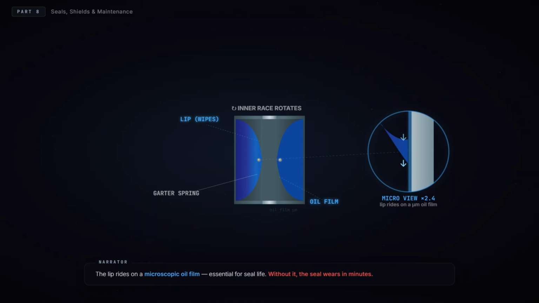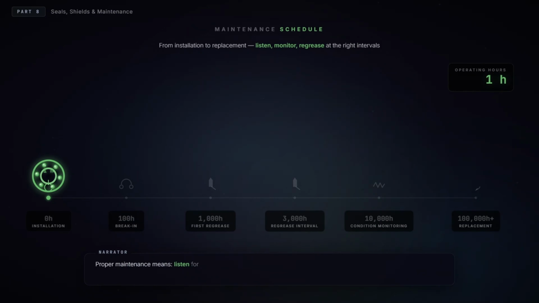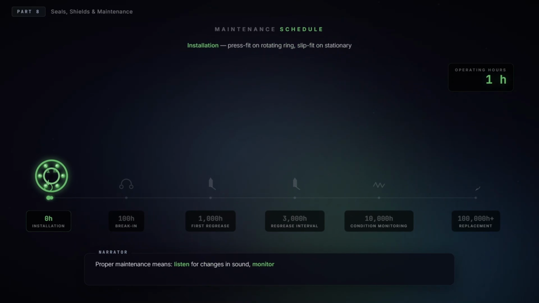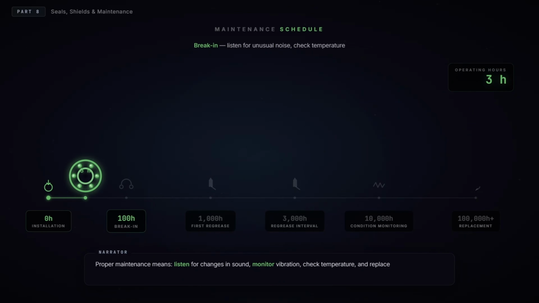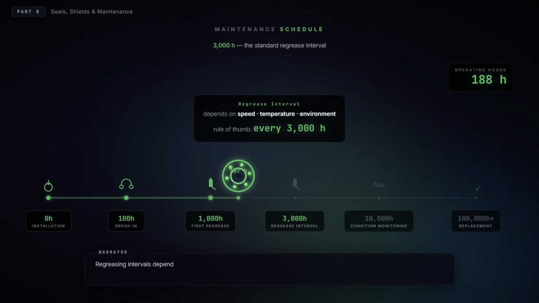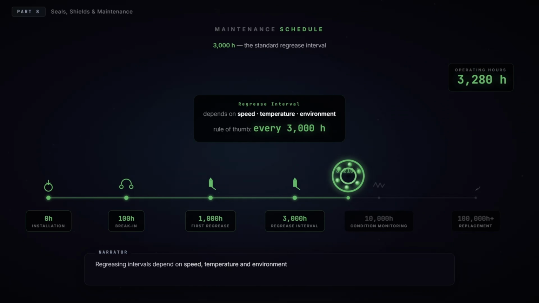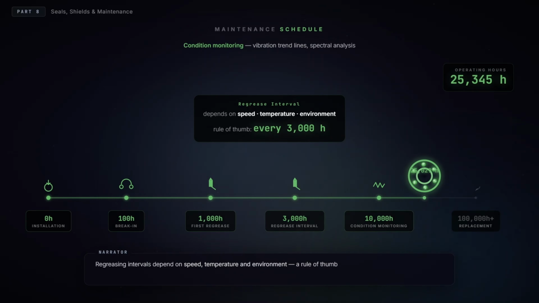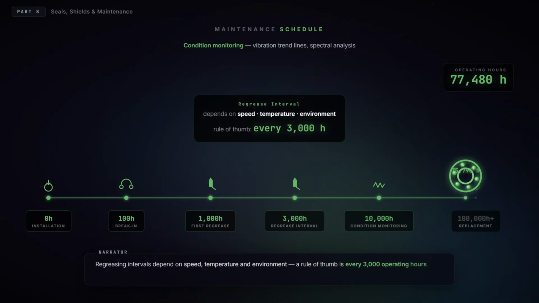Proper maintenance means: listen for changes in sound, monitor vibration, check temperature, and replace lubricant at the recommended interval. Regreasing intervals depend on speed, temperature, and environment. A rule of thumb is every 3,000 operating hours for standard conditions.